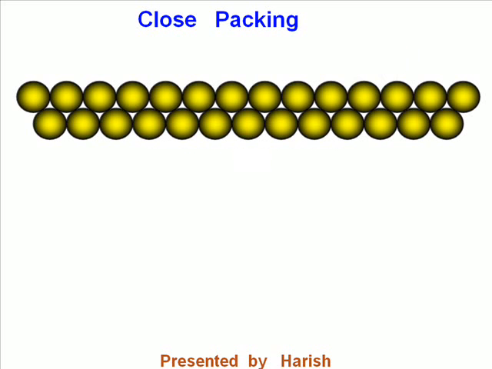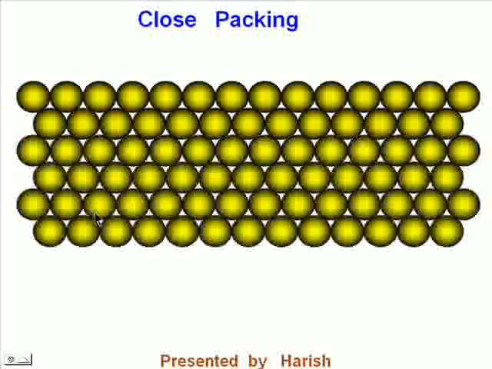So this time I have to have another row which is not exactly below it, a little shifted to the right, because if it is exactly below it, they are not really close to each other. So if I similarly place all these yellow spheres on a particular floor, this is how it looks.